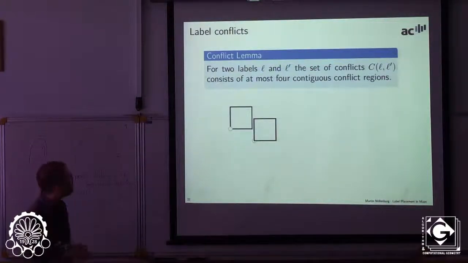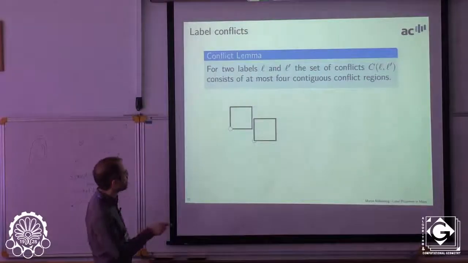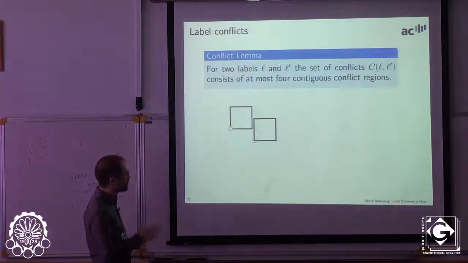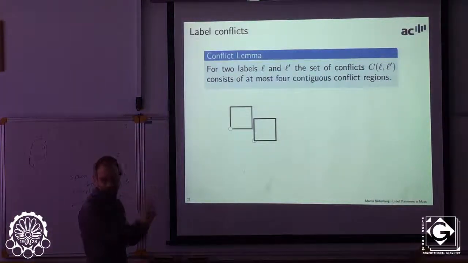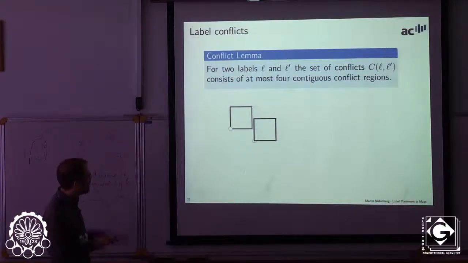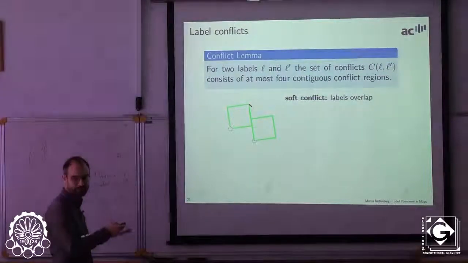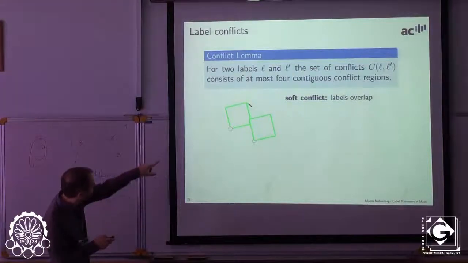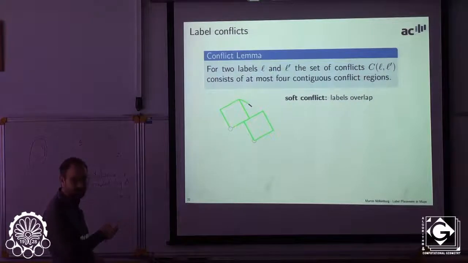The first thing is this so-called conflict lemma. If you have two labels L and L prime, and for now we model them as unit squares, but later we can change that, then there's a set of conflicts of these two, and the conflicts are modeled as contiguous ranges of angles. So why is it at most 4? Imagine you have two labels and you start rotating them. At some point, two of the sides collide, and then for a while we have an overlap. This is marked green here on the circle. Then they are in parallel again, and for a while they will be conflict-free. So that's black.